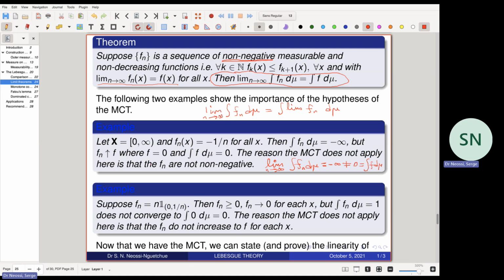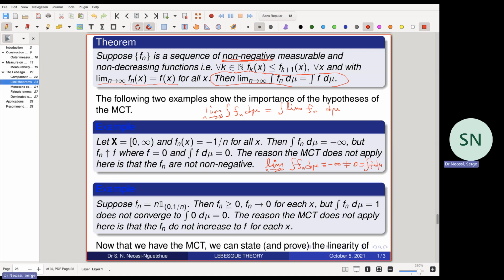Even though the fn here are increasing towards f, as is the case in the monotone convergence theorem, we don't claim the result. We cannot take the limit under the integral sign. We can't. You can see it from the result. So the hypotheses are very important. When we want to use the monotone convergence theorem, we need to make sure that the hypotheses are all satisfied in order to claim the result. So let us look at another example here.